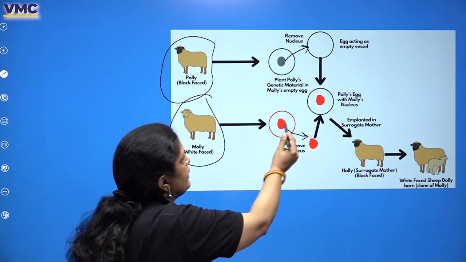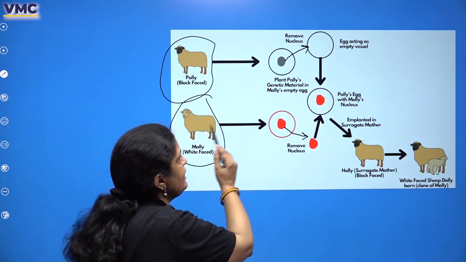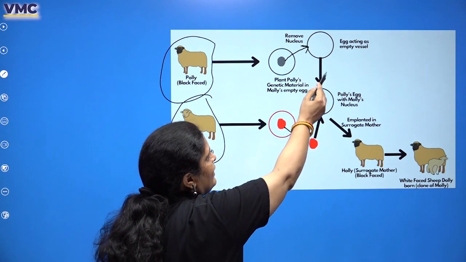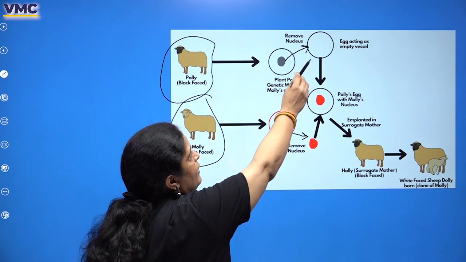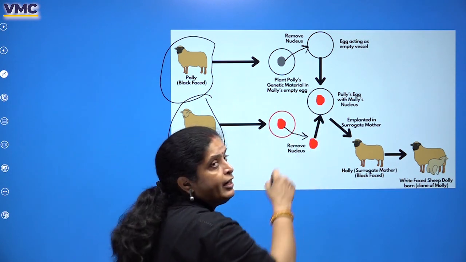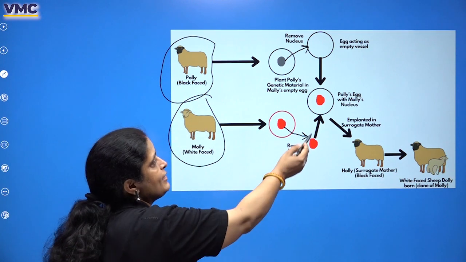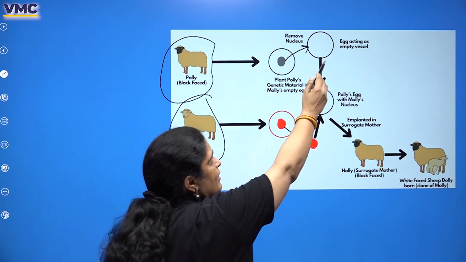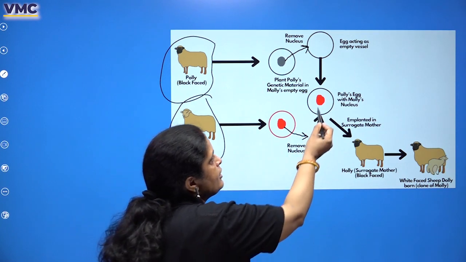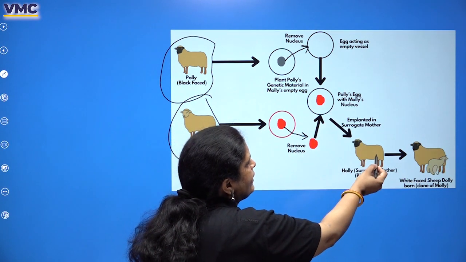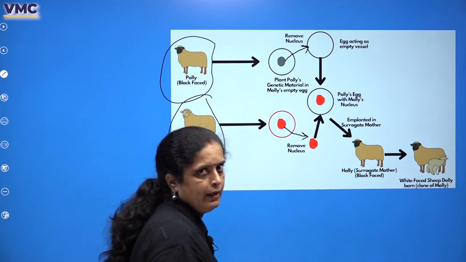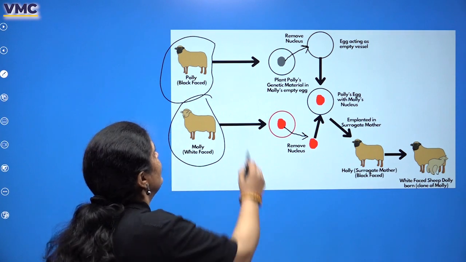They took the nucleus from the white-faced sheep, and this nucleus was given to the egg of the black-faced sheep. And this fertilized egg, because the nucleus is being inserted in the egg, so this is acting like fertilization, and this fertilized egg was implanted in a surrogate mother, and Dolly the sheep was born. Let's take a quick look again.